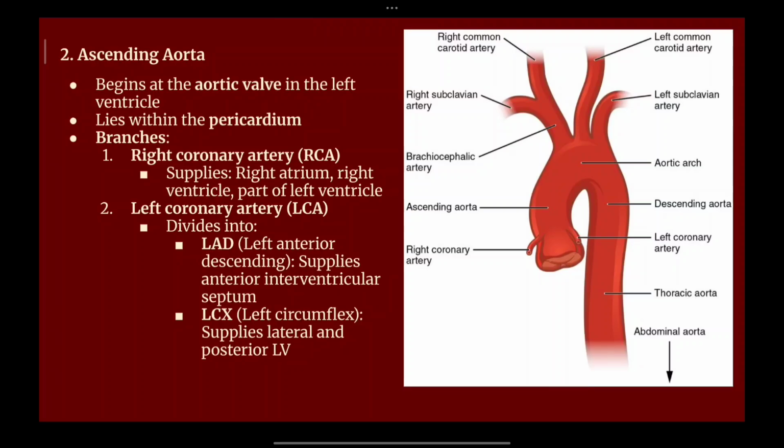The blood supply of the heart, we have covered the right coronary artery and left coronary artery. If you want to watch the video, I'll be putting a link in the description. You can check the description. Left circumflex artery is another artery that is supplying the lateral and the posterior left ventricle.